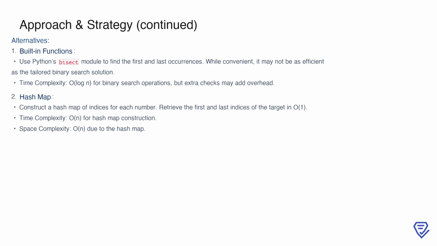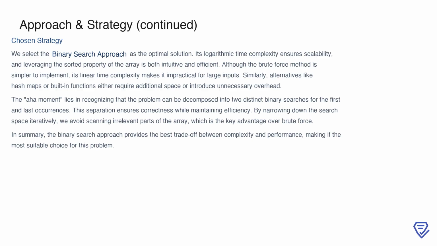The hash map approach, for example, uses extra space, while built-in functions may lack the fine-tuned efficiency of direct binary search. Ultimately, while these methods are viable, they may not provide the best balance of performance and simplicity for this specific problem. After evaluating the different strategies, we choose the binary search approach as the optimal solution for this problem.